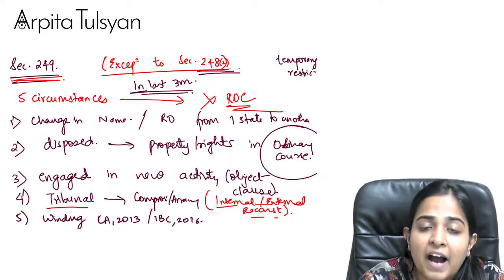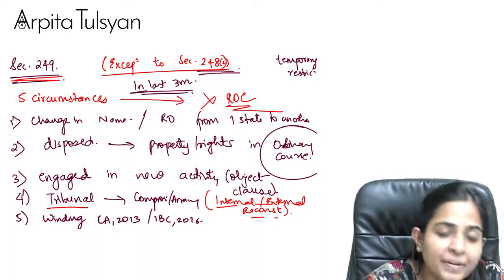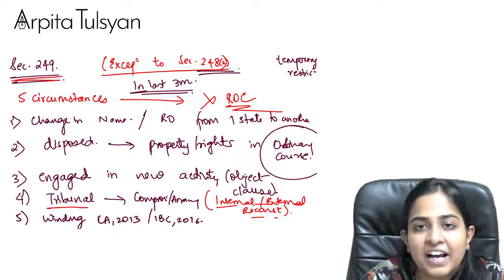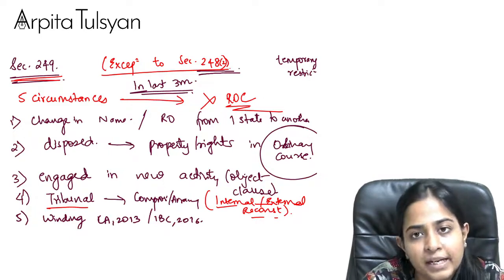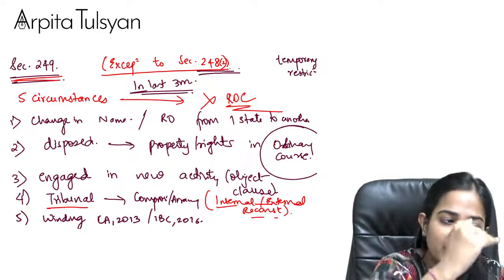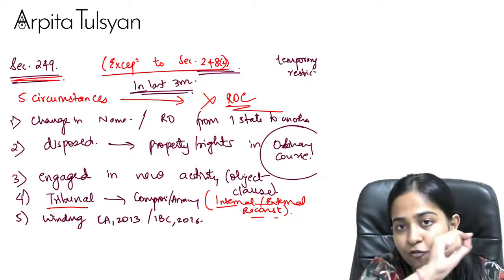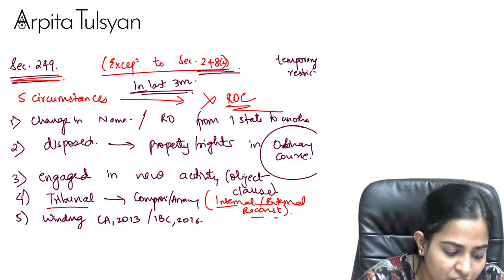So these are 5 major changes happening in the company where the ROC is telling you to wait for a period of 3 months whenever these circumstances have arisen, and then only make an application for striking off the name by passing a special resolution.